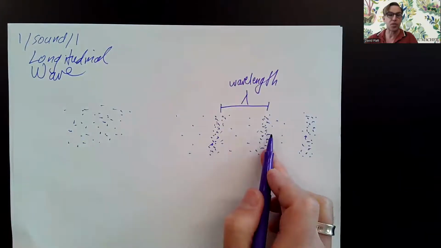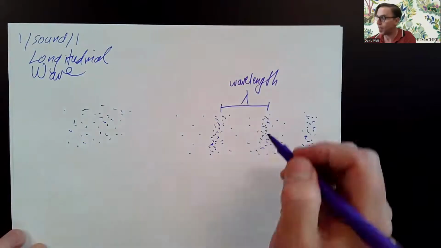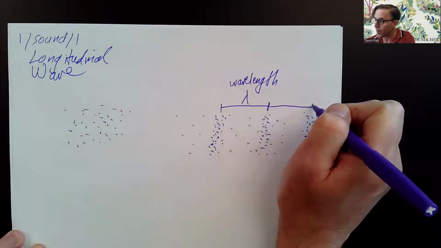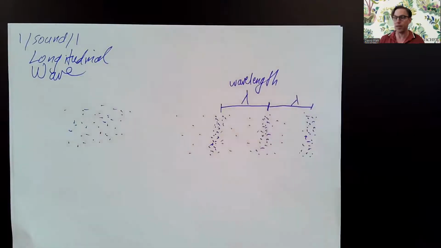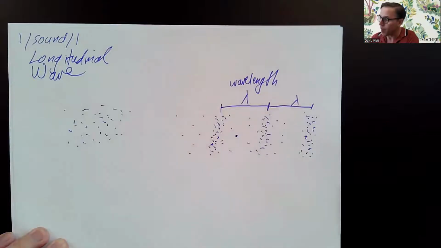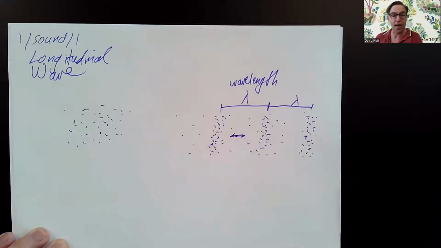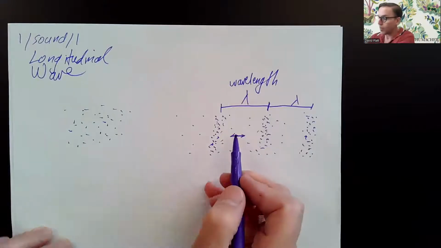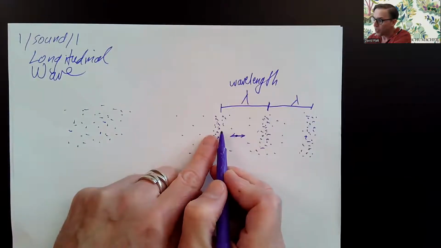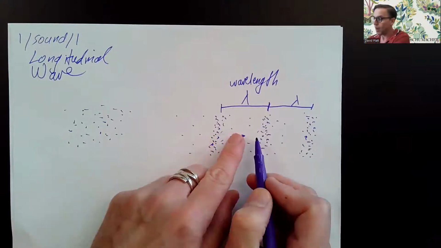The distance between these crests, and that would be the same as this distance, also lambda, the wavelength. Now, what makes this a longitudinal wave is that these little particles, this one's not moving right now, move back and forth this way. So these particles have been squished together and they're going to relax and go back where they came from.